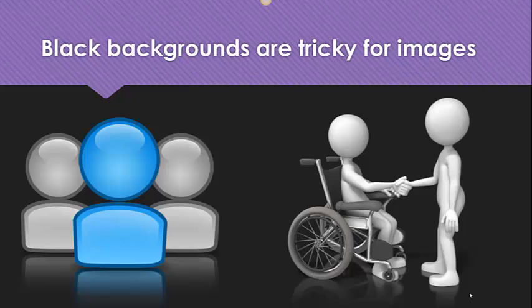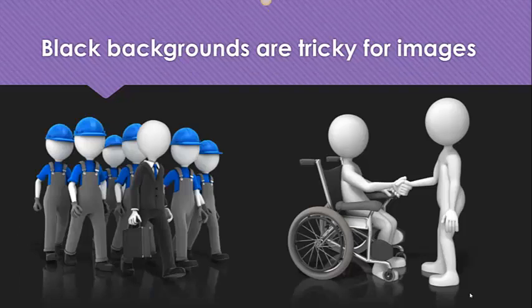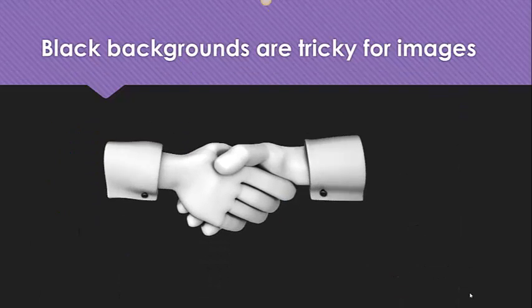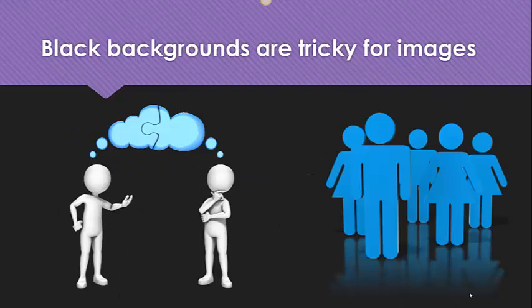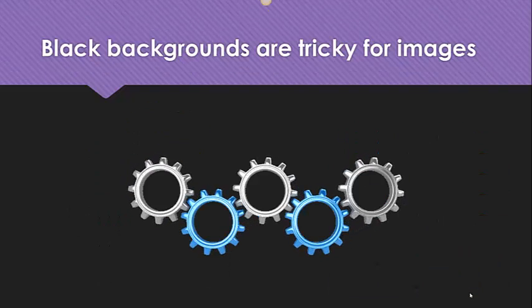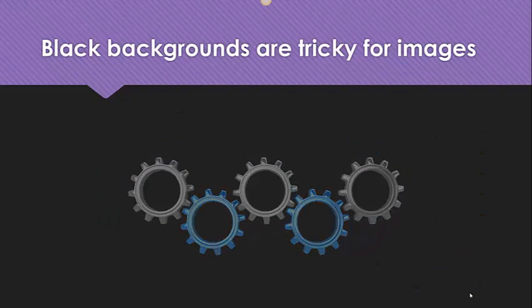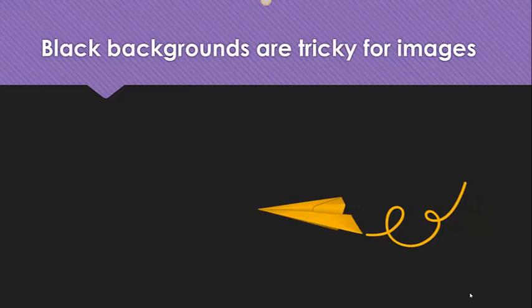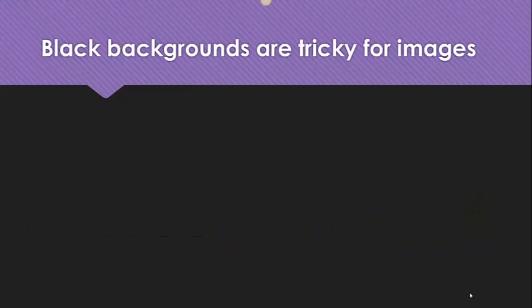black backgrounds. Notice how difficult it is to see the back of the wheelchair. The same is true for these characters on the left. You can barely see their shoes. These two white hands are quite visible, as are both of these images. This simple light-colored animation also stands out nicely on the black, and the bright yellow airplane really shows up.